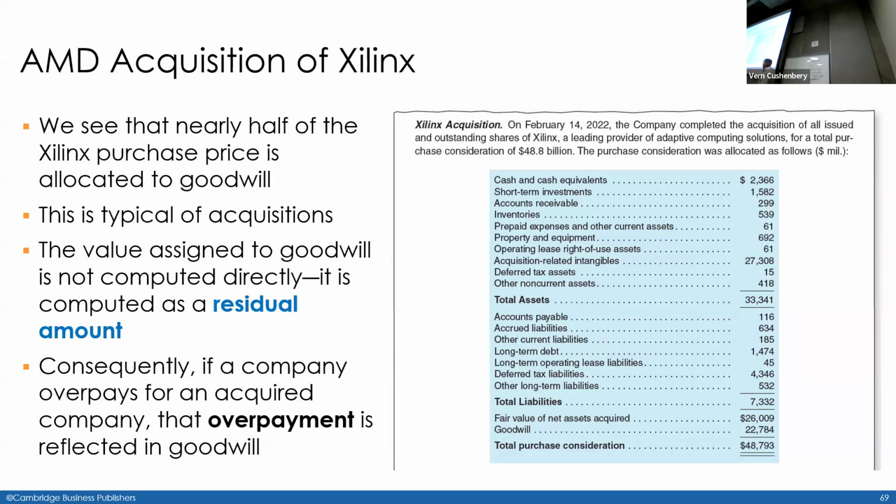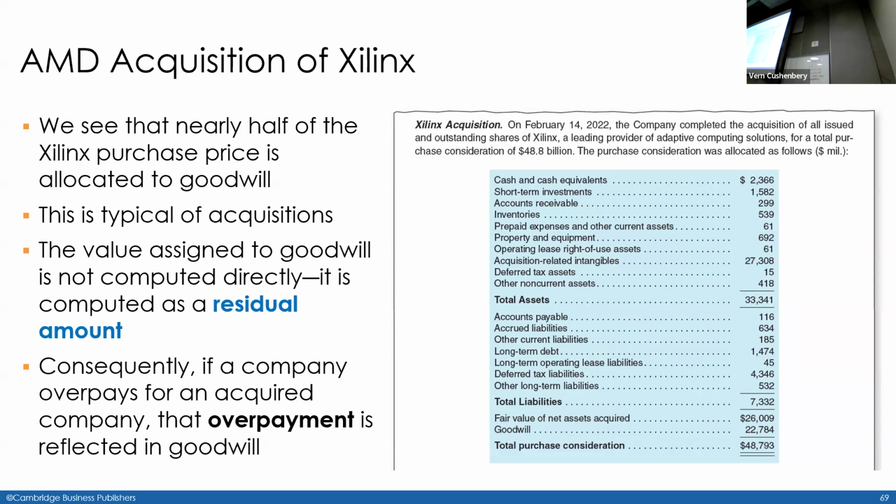AMD paid 48. They got everything on the balance sheet. They were able to track back $27 billion to intangible assets, and then they were still left with a $22 billion hole that they had to plug with goodwill. And that goodwill is going to sit on their balance sheet forever, subject to an annual test of whether or not it's still worth $22 billion. And that annual test is done by the auditors, and it looks a lot like what we're doing in this class throughout our 16 weeks.